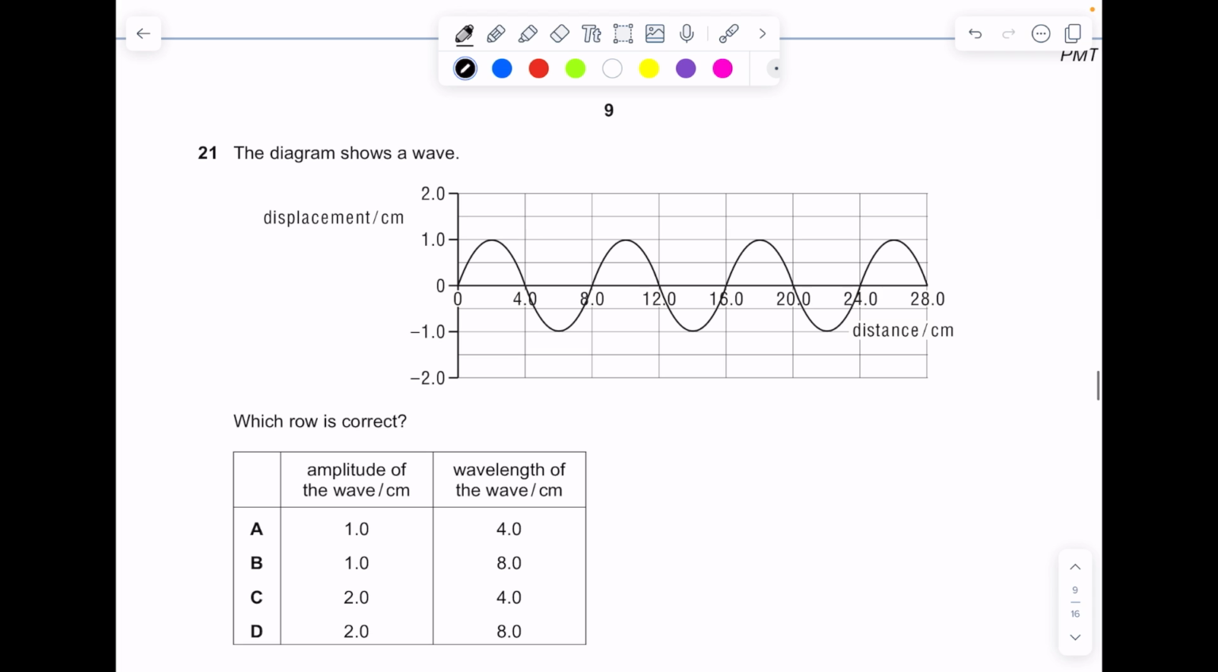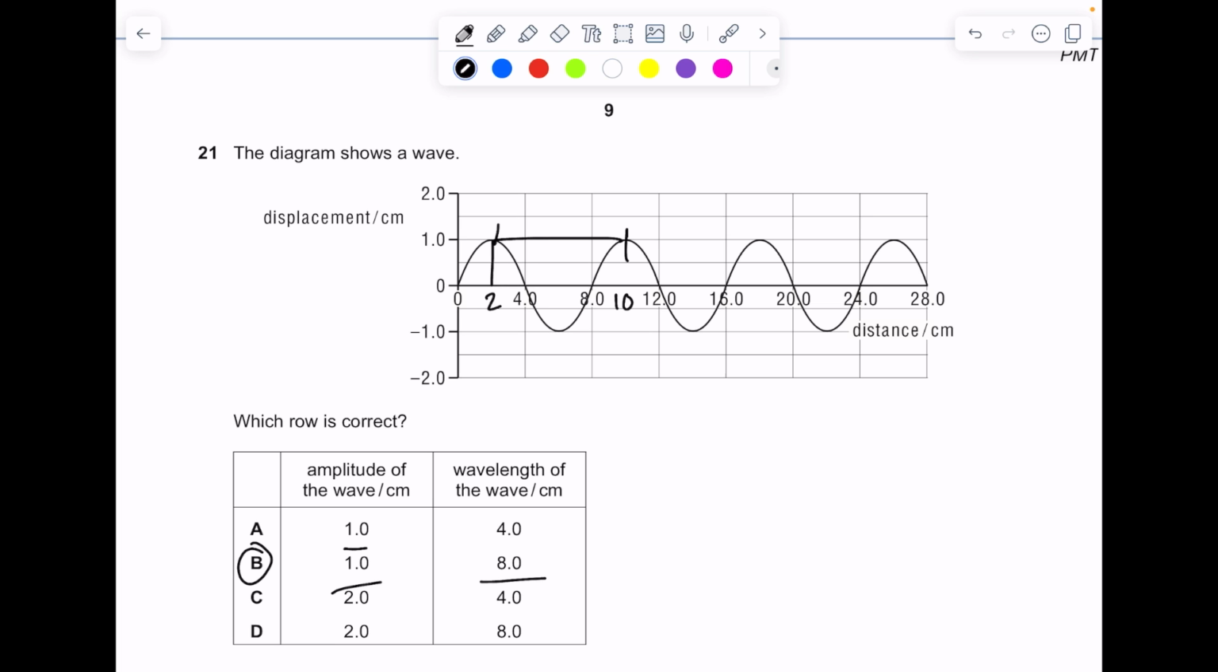The diagram shows a wave. Which row is correct? The amplitude of the wave is the distance from a peak to the equilibrium point, so it's 1 centimetre. What is the wavelength? It's the distance between two peaks. That's 10, that's 2, so it's 8.